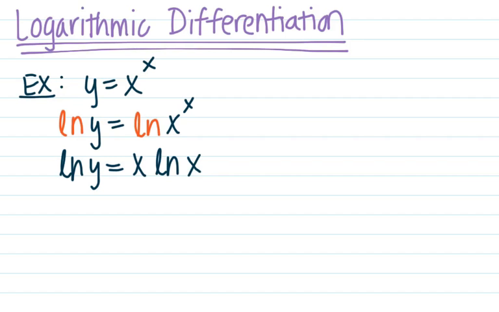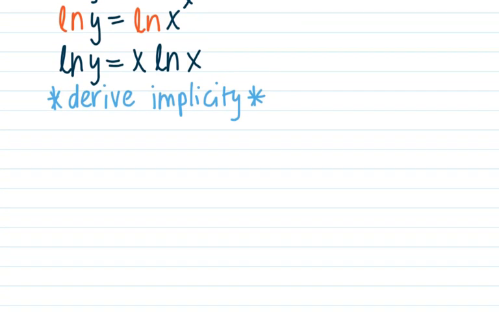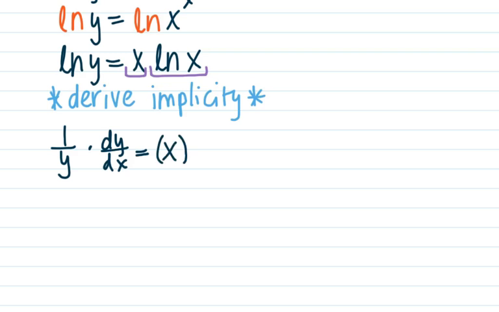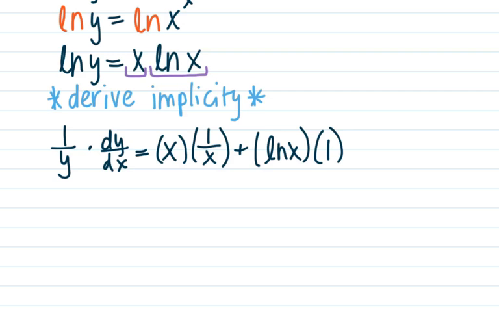And now we're ready to actually find the derivative. So here we're going to derive implicitly, which is what this whole unit is focused around. So when we take the derivative of ln y, we get 1 over y, and remember we're going to use the chain rule here, so that'll be multiplied by dy dx. Okay, on the right side we've got the product rule happening. So we're going to have first times the derivative of the last plus last times derivative of the first. And we're going to clean up a little bit.